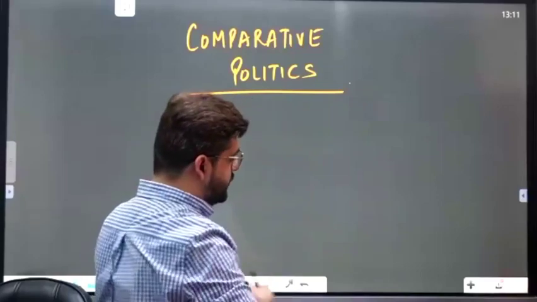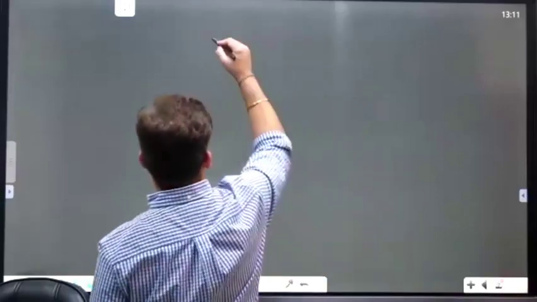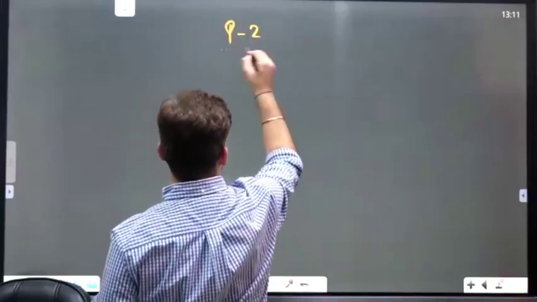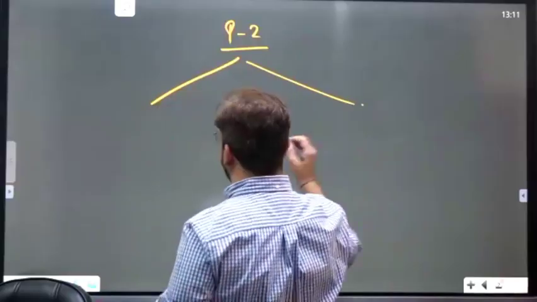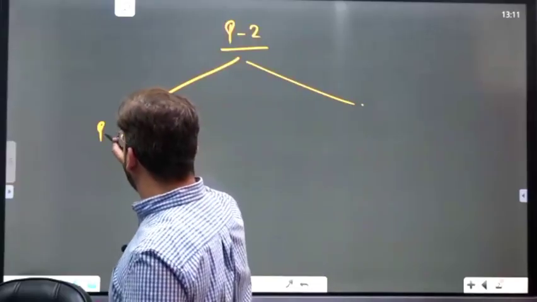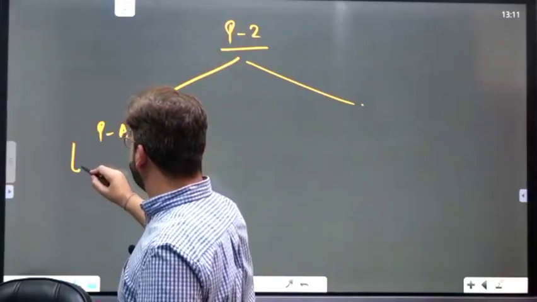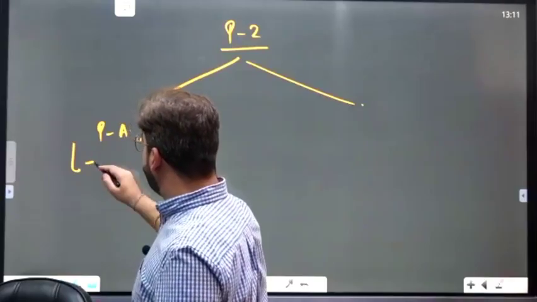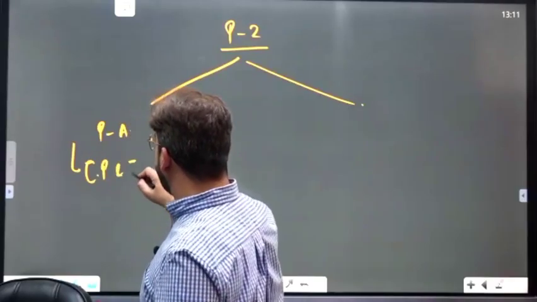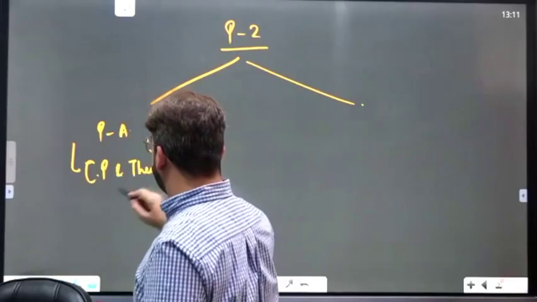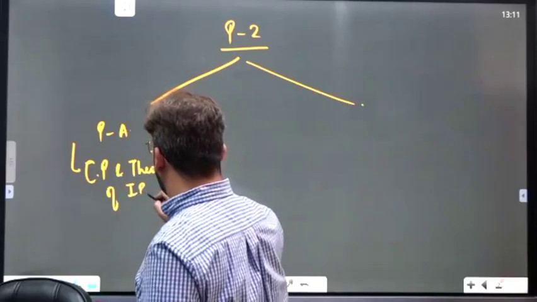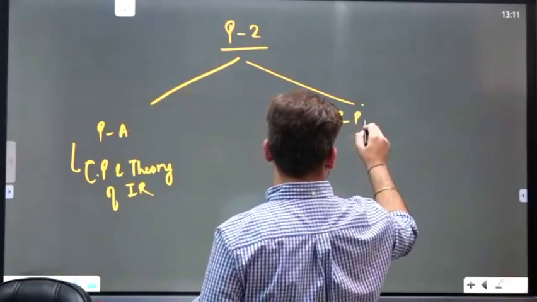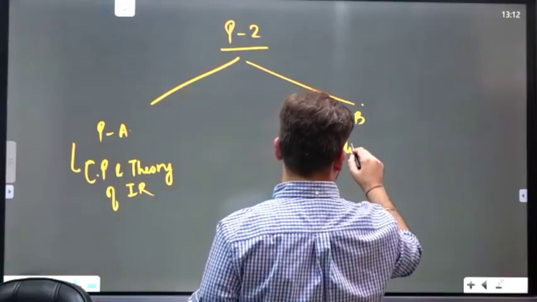Before we start with comparative politics, what is paper 2 all about? We have two parts in paper 2. One is part A, which is comparative politics and the theory of international relations. And the second is part B, which is the India and world part.